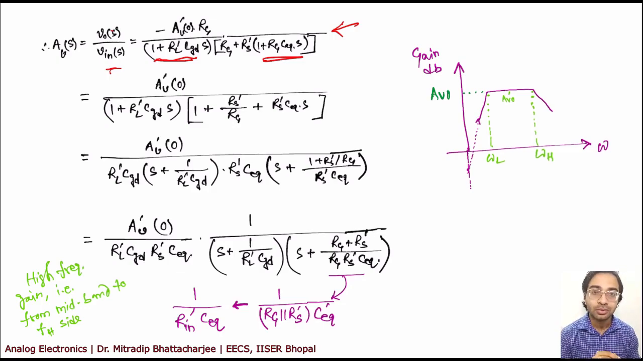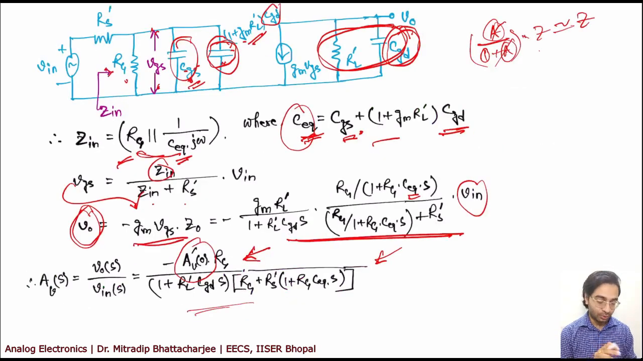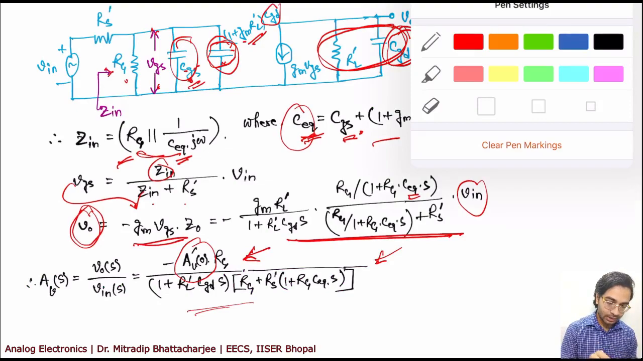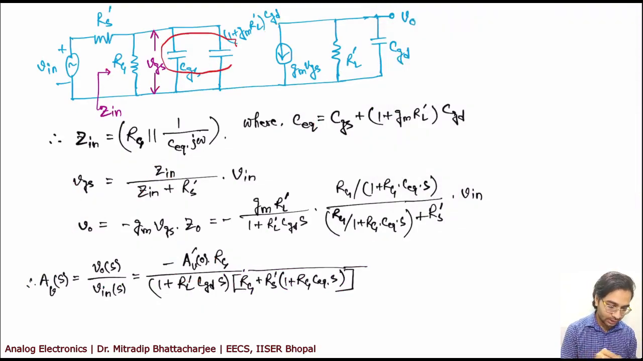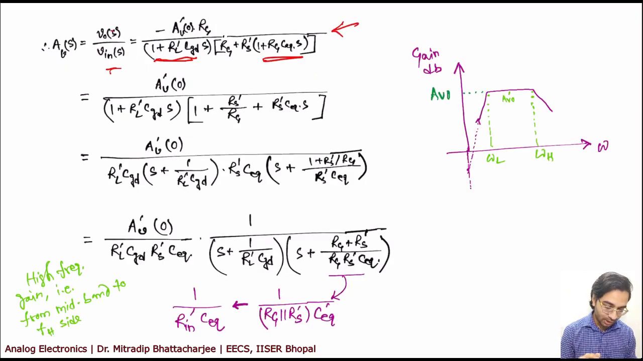So how many poles do you have? Two poles, which is very evident from the circuit itself. If you see, there is one time constant associated with this capacitance in parallel and one time constant associated with this. So two time constants, two poles, and you got in the equation also there are two possible poles.